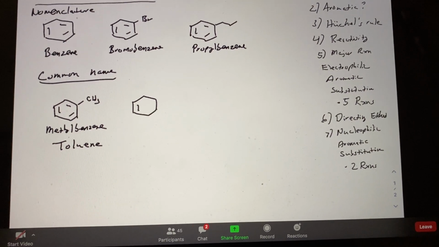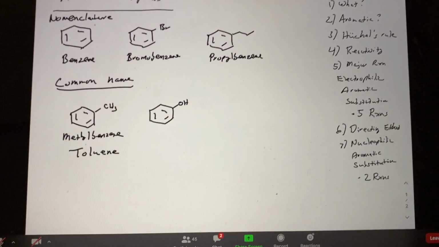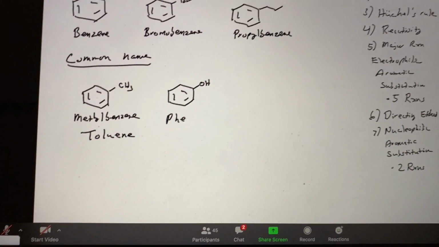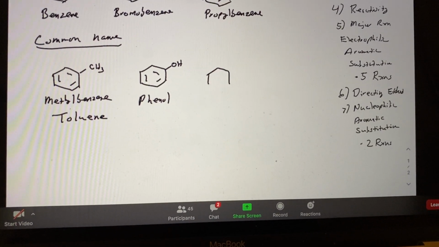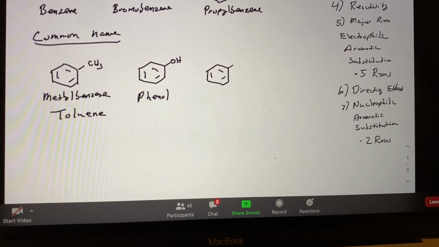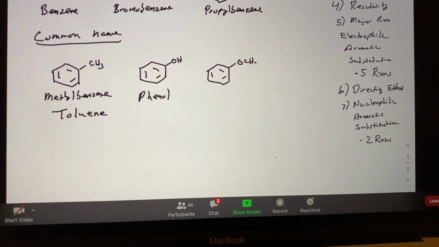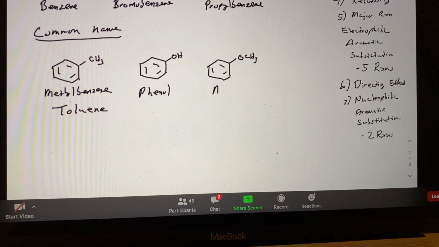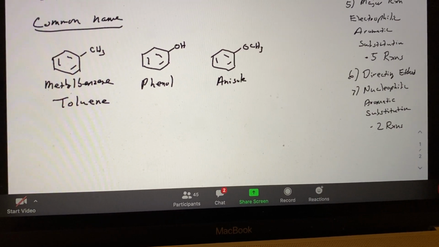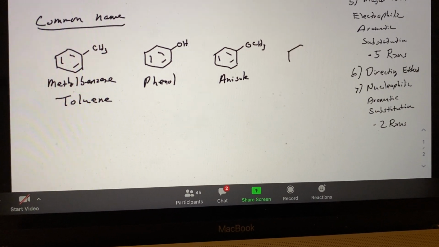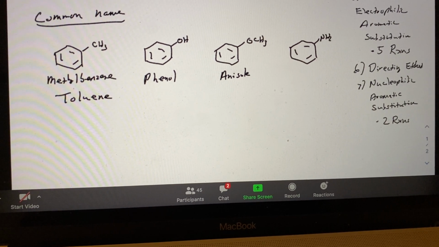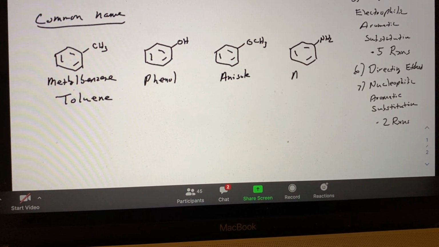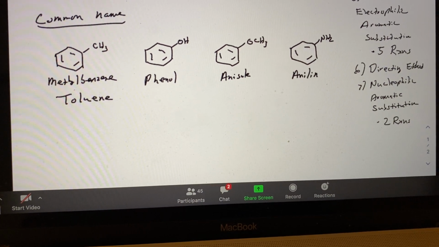If you have a hydroxyl group, you could call this hydroxylbenzene, but it's much more commonly known as phenol. You have an ether instead. I'm sorry, I'm saying ester, I mean ether. There's OCH3. This is anisole. How about an amine? Rather than aminobenzene, it's typically known as aniline.